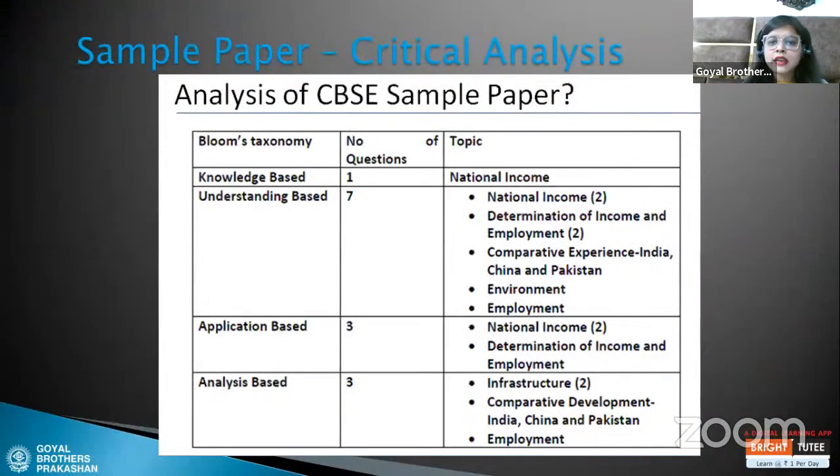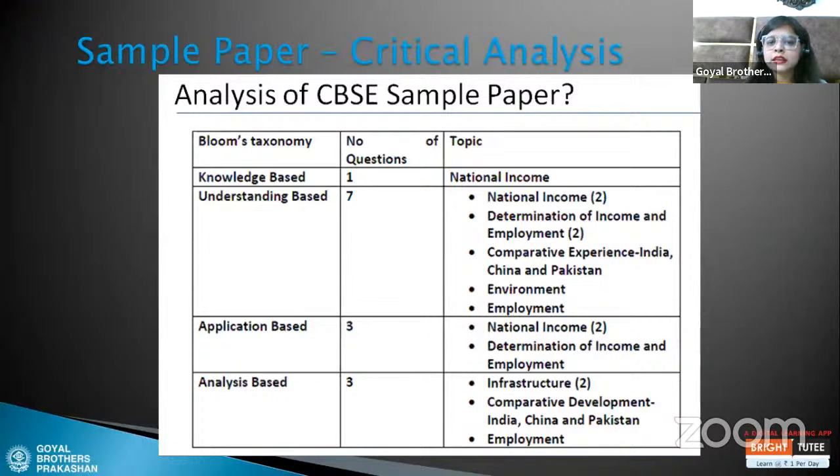So let us analyze the CBSE sample paper. We are expecting a kind of replica of the same. It might or might not happen, but yes, we are definitely counting on a similar kind of replica being created from the CBSE sample paper.